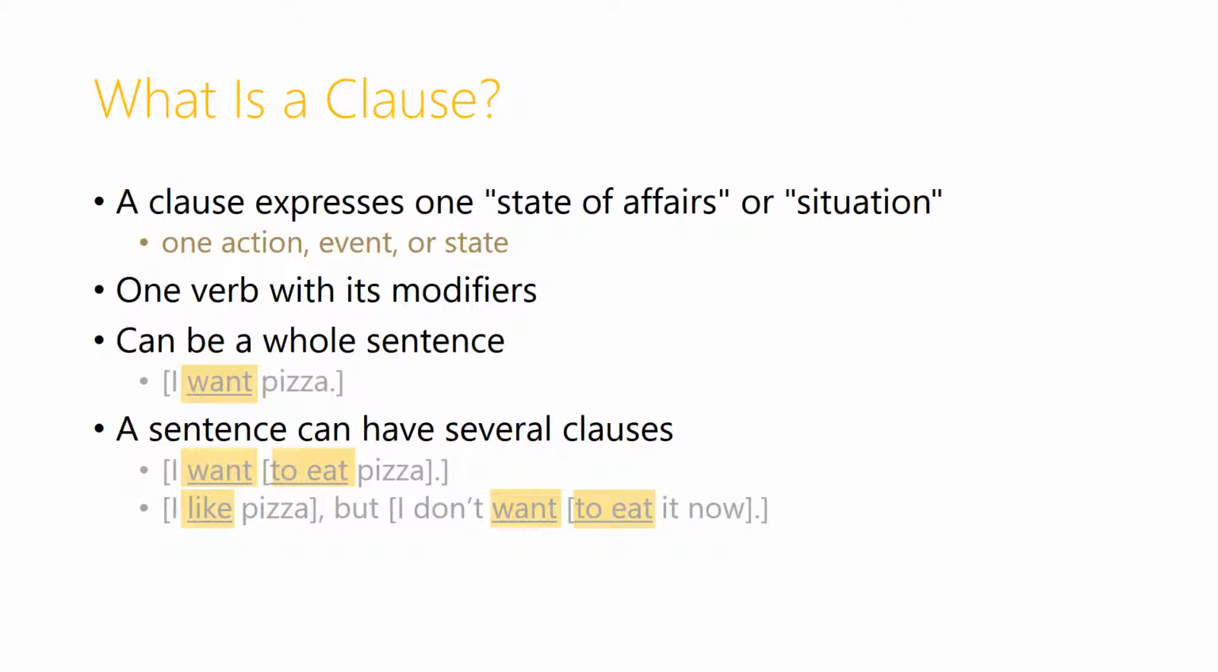So clauses, as you can see, can be set side by side. I like pizza, I don't want. And clauses can also be nested one inside the other. I don't want to eat it now. I want to eat pizza.